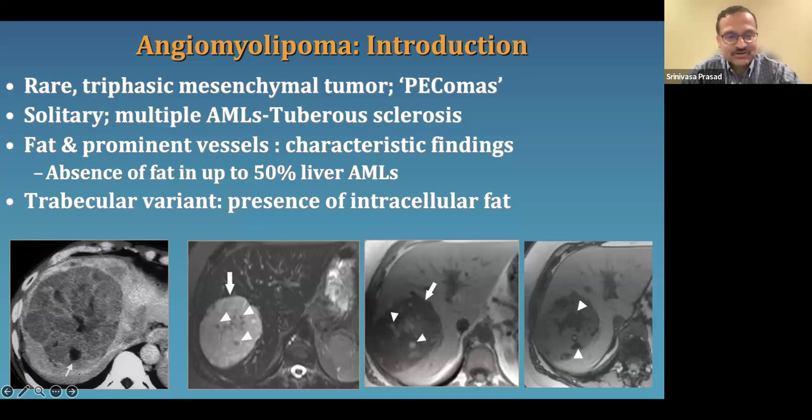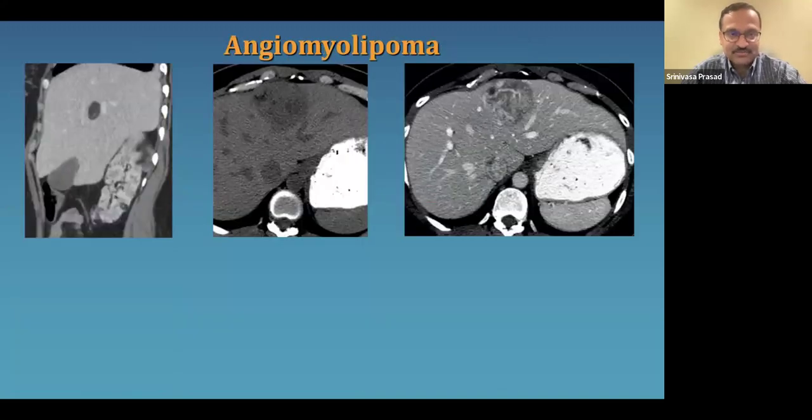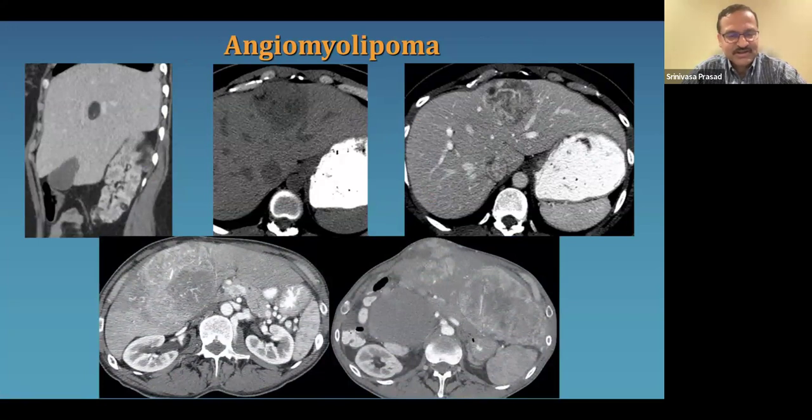the signal loss on fat suppressed T2-weighted images suggests that this is all macroscopic fat, and these are examples of so-called triphasic angiomyolipoma, or also referred to as the PEComa, or perivascular epithelioid cell tumor. Again, some more examples of AML in that you see macroscopic fat here, and you see some prominent intratumoral vasculature, which is again another characteristic of angiomyolipoma.